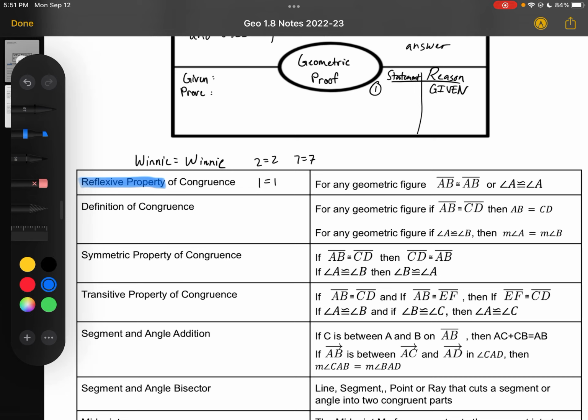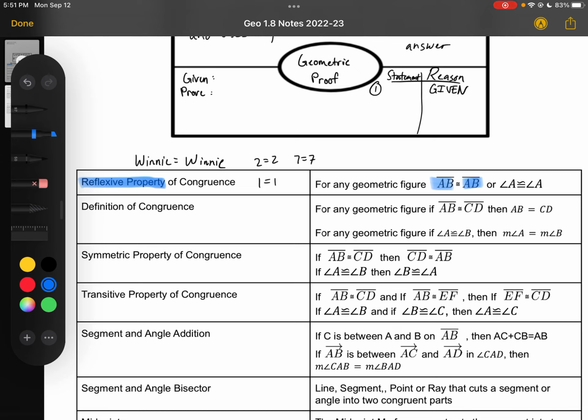So in any geometric figure, if you have a side AB, what we can say is that AB is the same as itself. AB is equal to AB. This seems kind of silly to say because it's obvious, but these statements are going to help us prove things later on in the course. So it's really important that we have a good understanding of basically something being itself being a reflex.